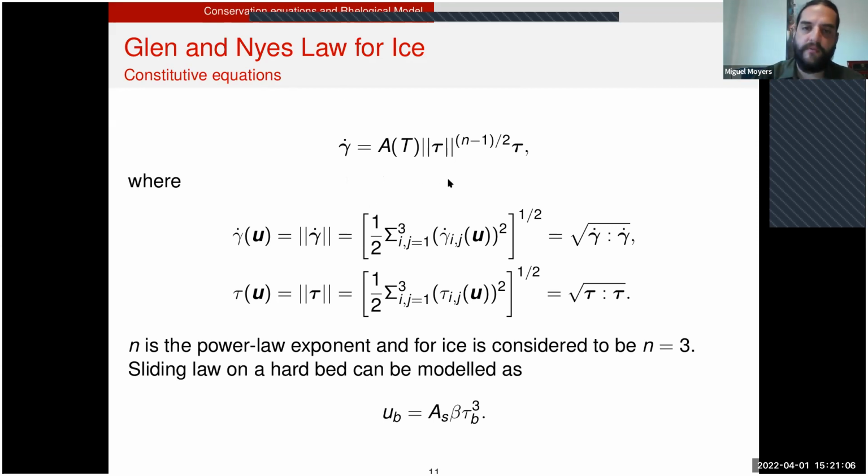And if you do a little bit of the maths, Glen and Nye found that a good law for ice is when n is equal to 3. So you end up with a shear thinning fluid with coefficient 1/2. If you're familiar with generalized Newtonian fluids, we consider ice as a shear thinning fluid, and the coefficient is around one half.